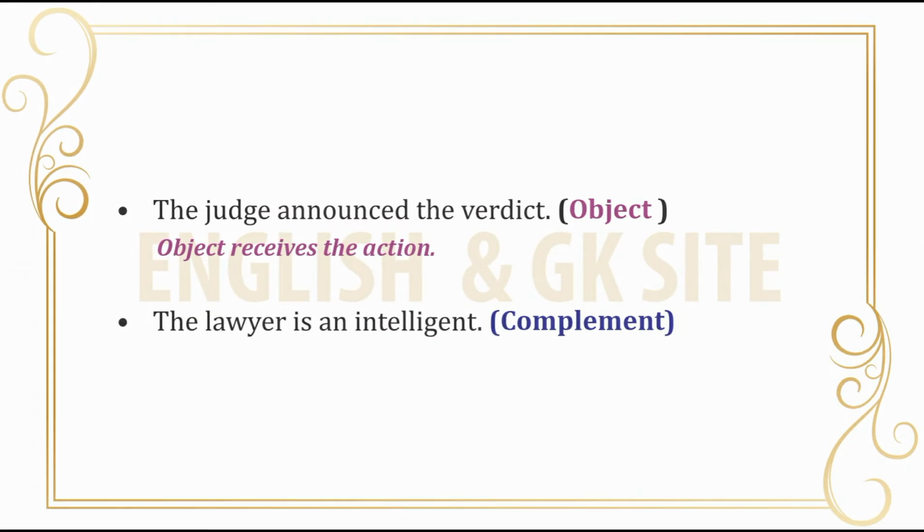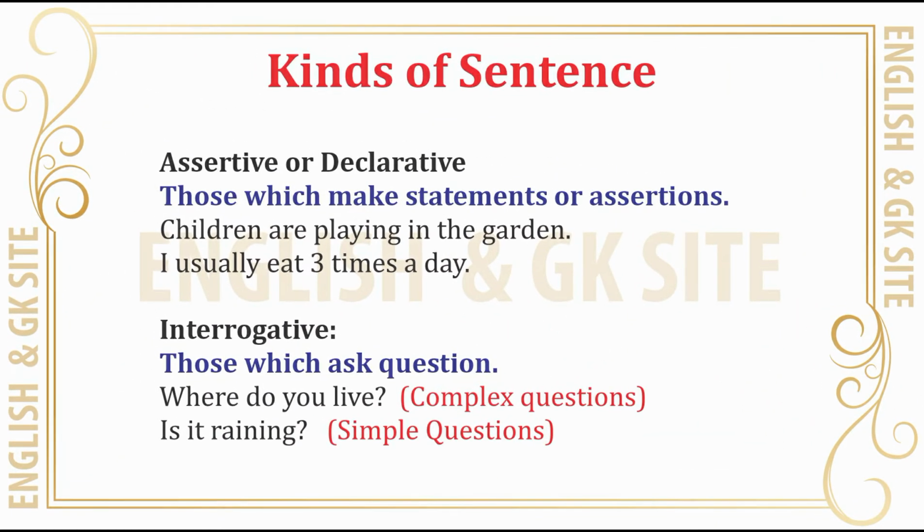Next example is the judge announced the verdict. Verdict is the object, and the object has received the action of announcement. The next is another example of complement. The lawyer is intelligent. Here intelligent is the complement. So here are the 5 elements of a sentence, and next we have to discuss the kinds of sentences.